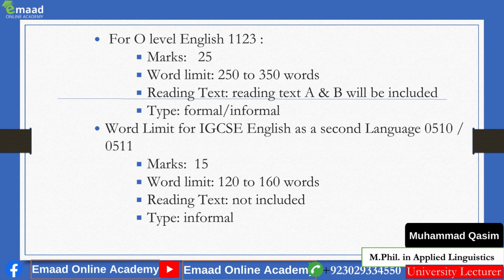For O Level English 1123, the mark scheme is a total of 25 marks, because you know that email writing is part of your directed writing, so it will be included in your writing paper as a question in the first section, the first question of your writing paper. So there will be 25 marks. And the word limit for your email writing in O Level English 1123 is 250 to 350 words.